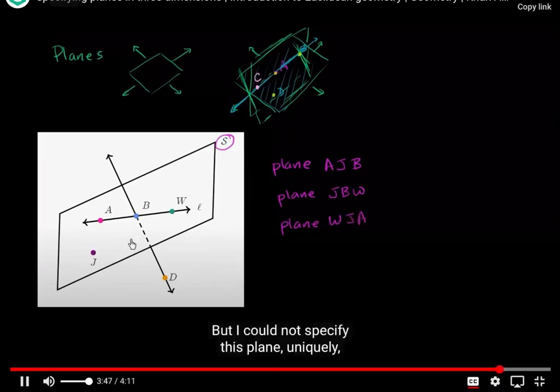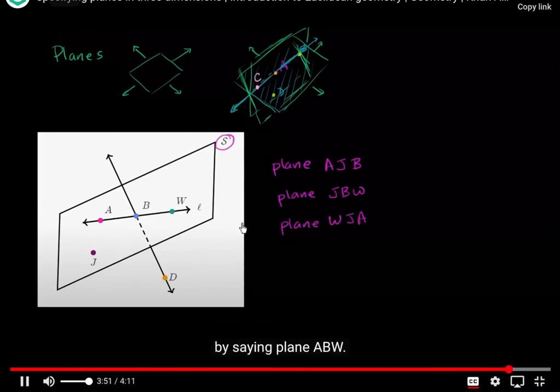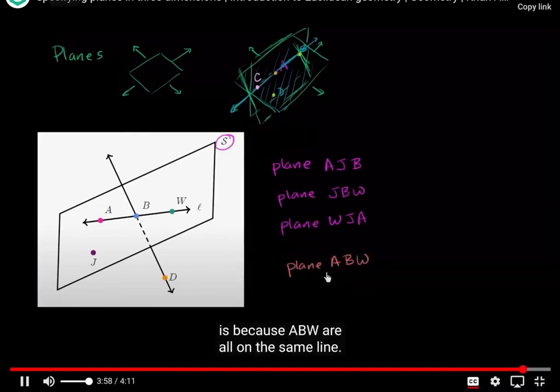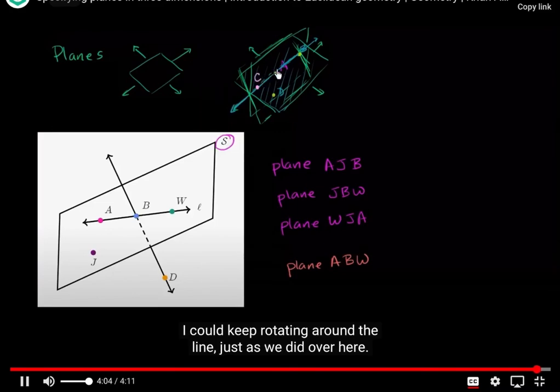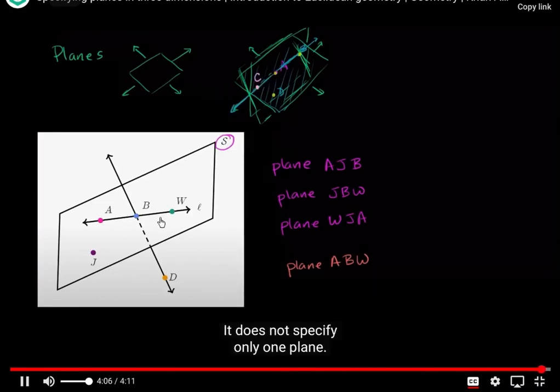But I could not specify this plane uniquely by saying plane ABW. The reason why I can't do this is because A, B, W are all on the same line, and this line sits on an infinite number of planes. I could keep rotating around the line just as we did over here. It does not specify only one plane.